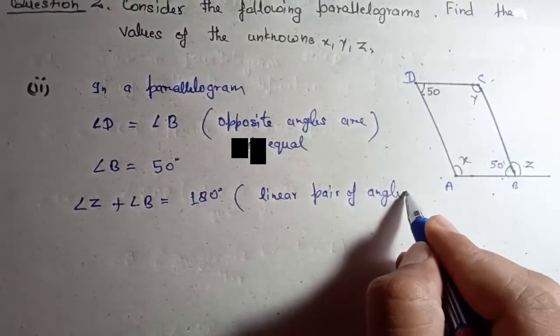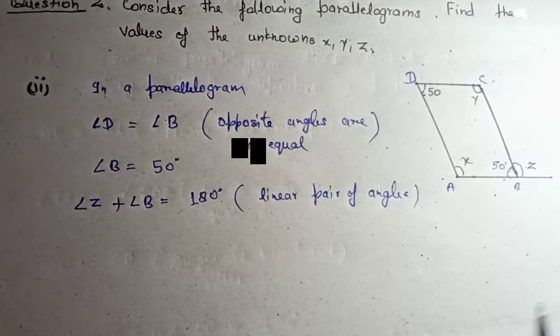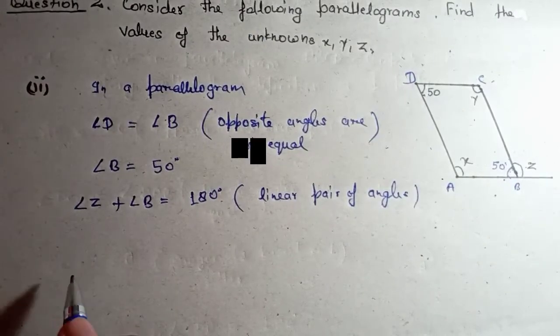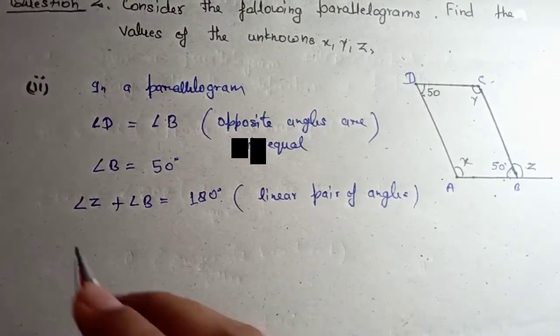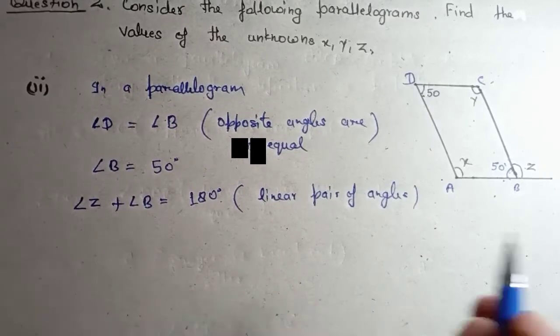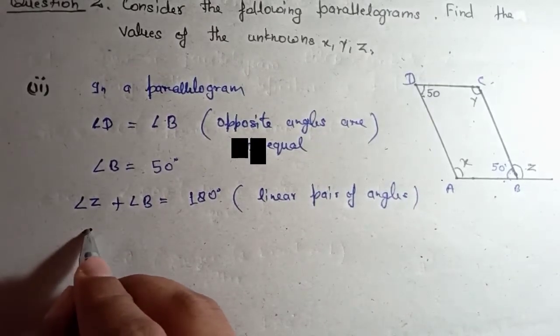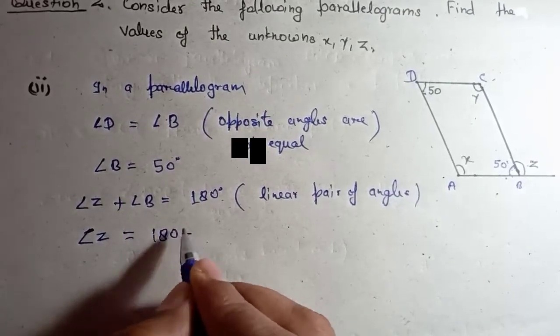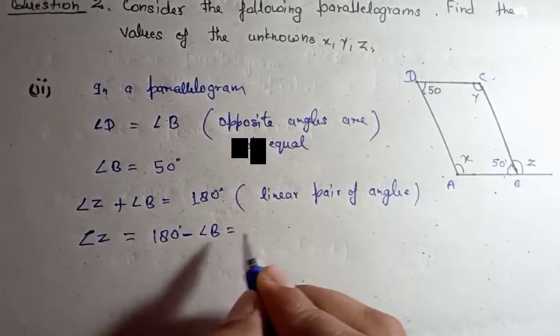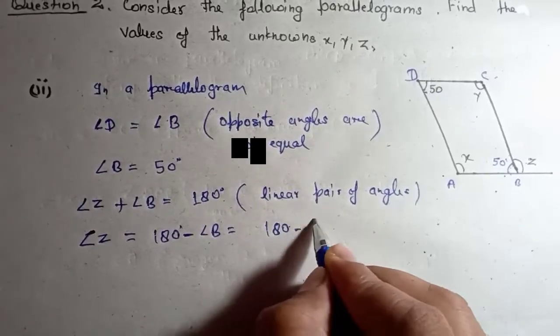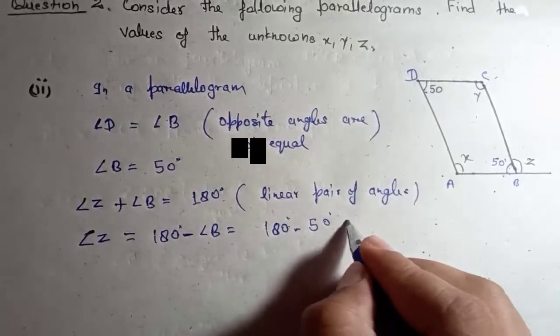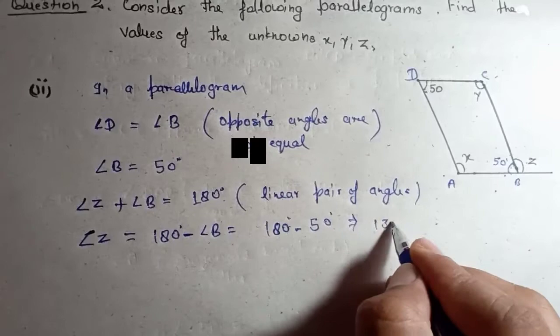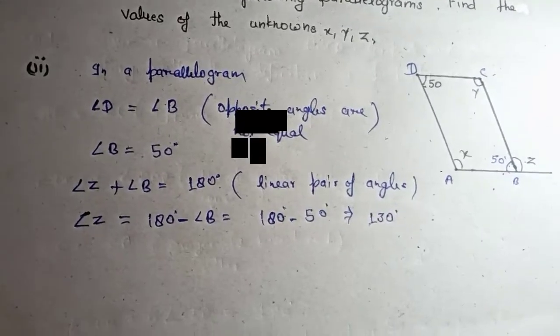They have the sum of 180 degrees. They are found on the same point, so over a line. So we have the value of B is 50. So angle Z is equal to 180 degrees minus angle B, and that is equal to 180 minus 50 degrees, and that is equal to 130 degrees. This is the value of Z.